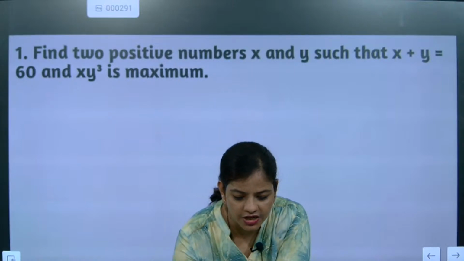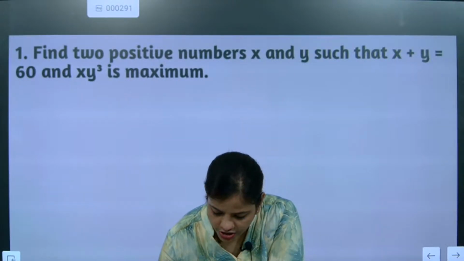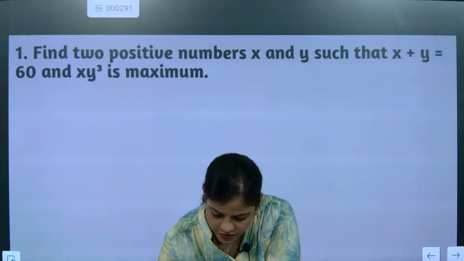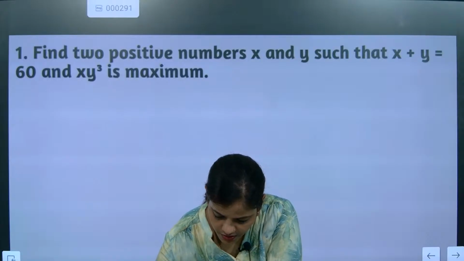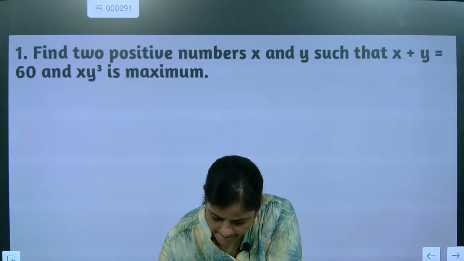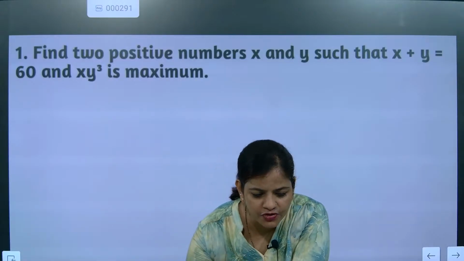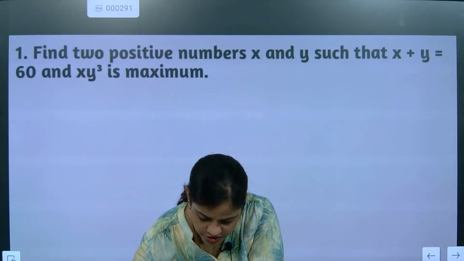It is discontinuous in integer and continuous in real part. Let's see how you have solved. Ready for the class? Now see the first question. What is given in the first question, children?